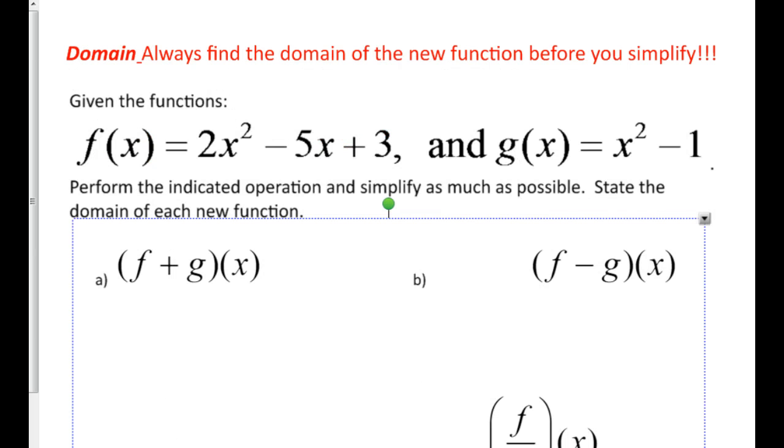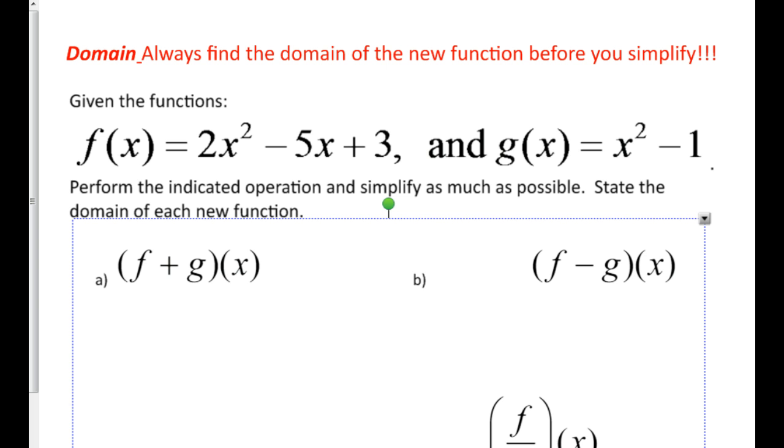All right, now let's take a look at some actual examples. Before we do that, let's talk about the word domain. We know what domain is. It's all the values that you're allowed to plug in for x so that we get an answer for y. Well, in this section, we're going to combine what we were doing with domains, and we're going to be finding the domains of each of these new functions that we produce.